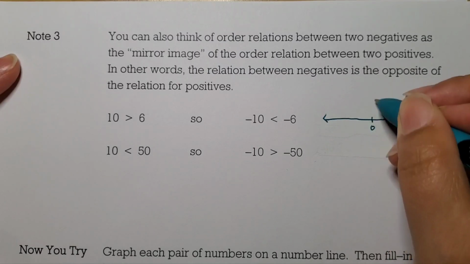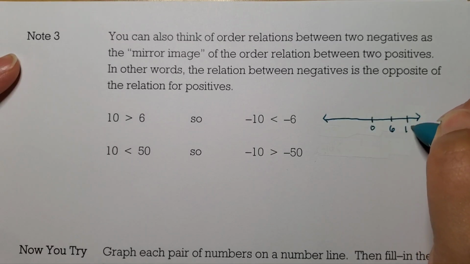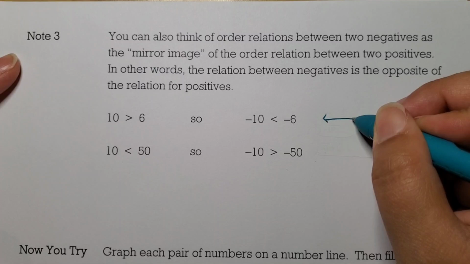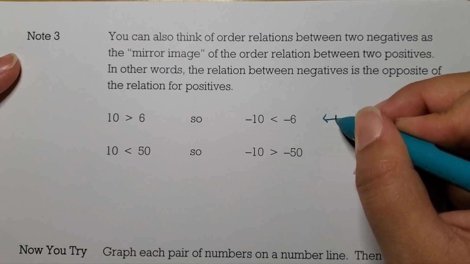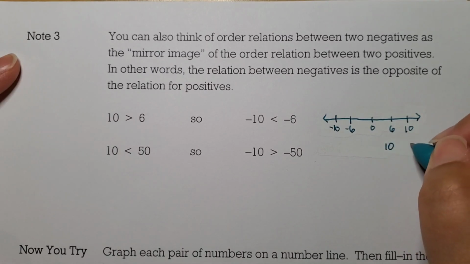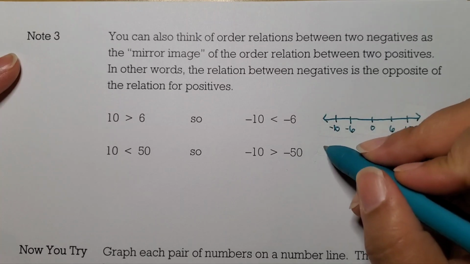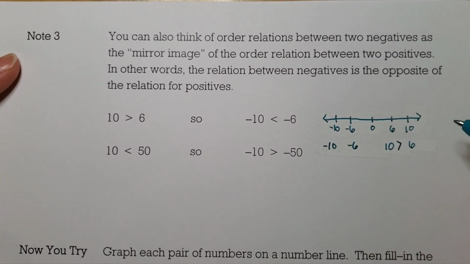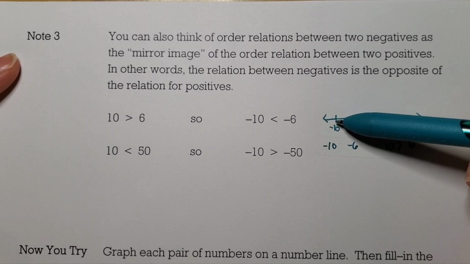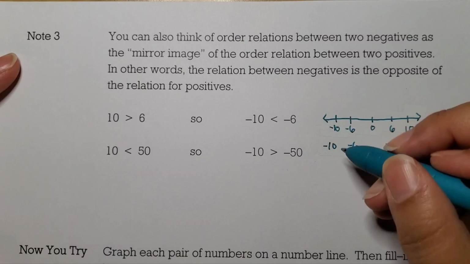So here's 0. Here's where the mirror is placed. As I go this way, 6 is about here, and 10 is about here. And as I go to the left, -6 is here, and -10 is about here. So if I'm comparing 10 with 6, 10 is to the right of 6, or 10 is bigger than 6. But if I compare the negatives, that relationship flips. Now the -10 has been reflected over here, so the -10 is smaller than the -6.